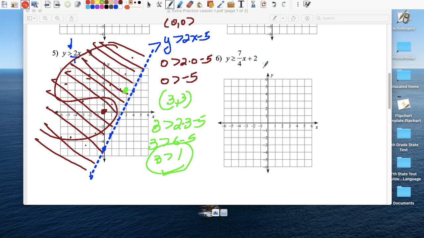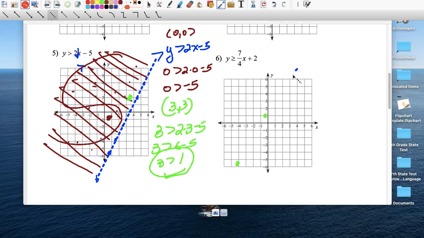Last one. y is greater than or equal to 7 over 4 x plus 2. Our y-intercept is 2. Our slope is 7 over 4, so let's count 7. 1, 2, 3, 4, 5, 6, 7. And then we have to go 1, 2, 3, 4 to the left, 4. Let's connect these dots.